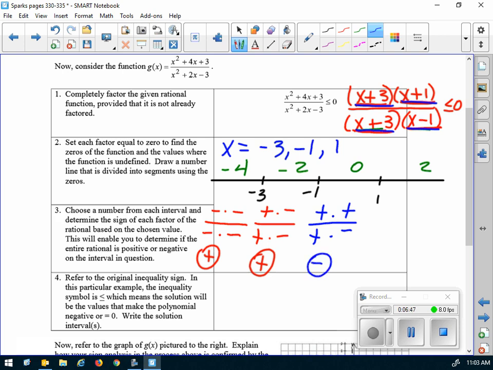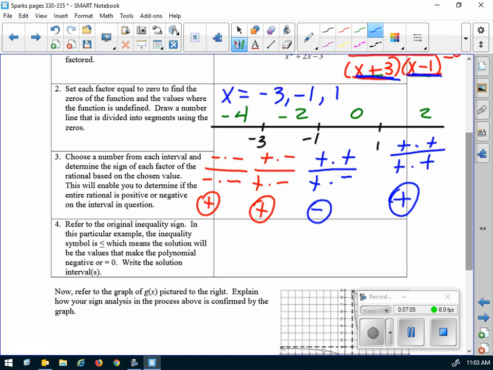When x is 2, 2 plus 3 is positive, times 2 plus 1 is positive, divided by 2 plus 3 is positive, times 2 minus 1 is positive. That gives me a positive divided by a positive, which is a positive. You good there?